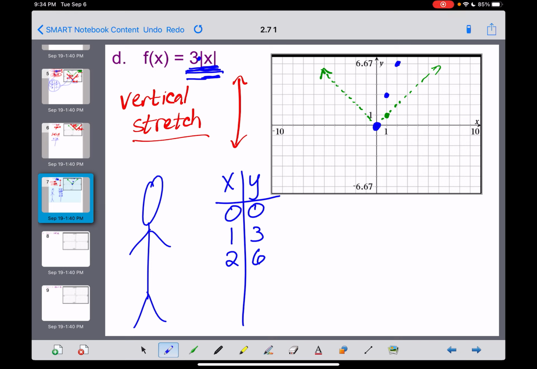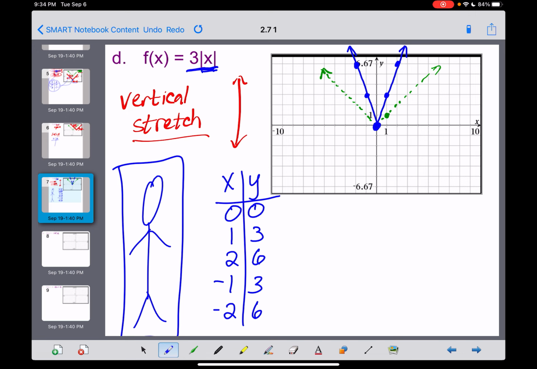And I'm going to kind of run out of room here, guys, but that is what the ray on the right half looks like. If I were to put in -1, let me erase some of this junk right here, and let's try this again. The absolute value of -1 is 1 times 3 is 3. So I get the ordered pair -1, 3. Oh, and if I put in -2, absolute value of -2 is 2 times 3 is 6. -2, positive 6.